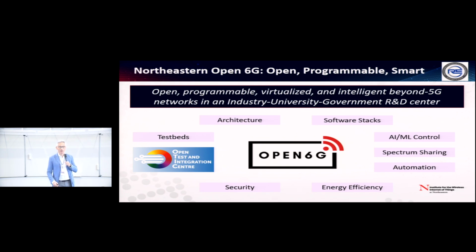Open6G is what we refer to as an industry, university, government R&D center, looking at developing the next generation of open, programmable, virtualized, and intelligent beyond 5G networks. We're looking at developing architectures, end-to-end software stacks, testbeds, as well as algorithmic foundations for next-gen networks that are automatically deployed and controlled through artificial intelligence and machine learning algorithms, with specific emphasis on security, energy efficiency, and spectrum sharing.